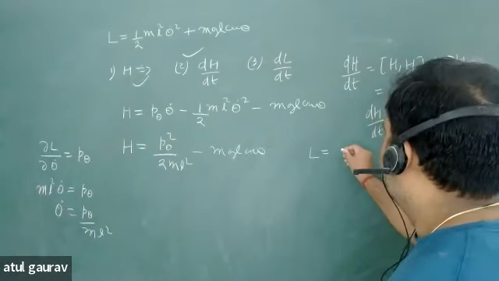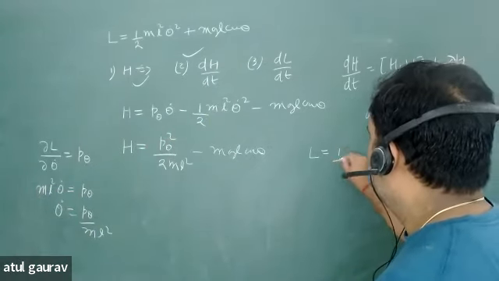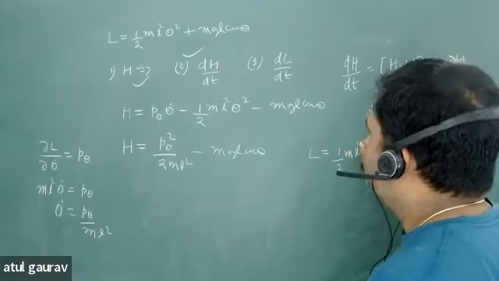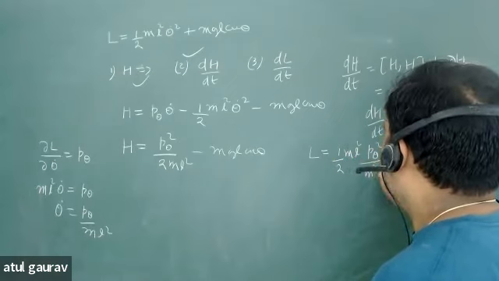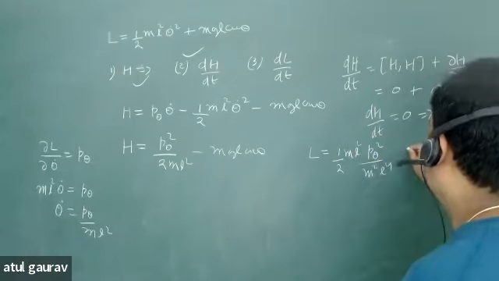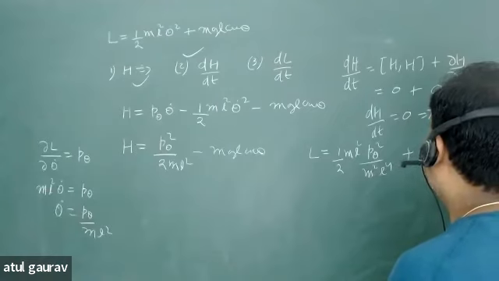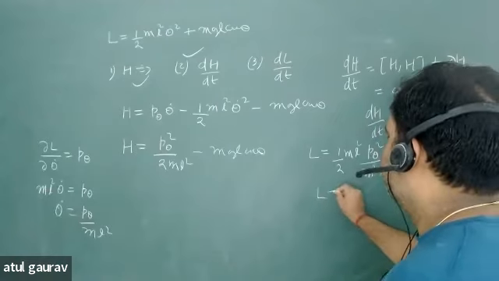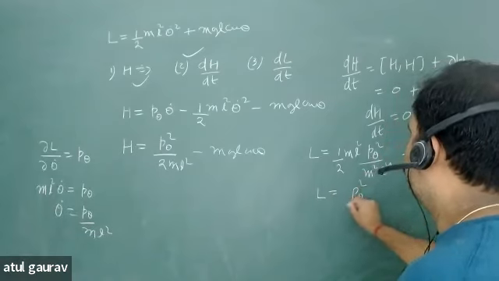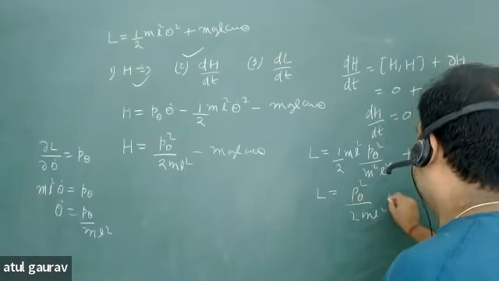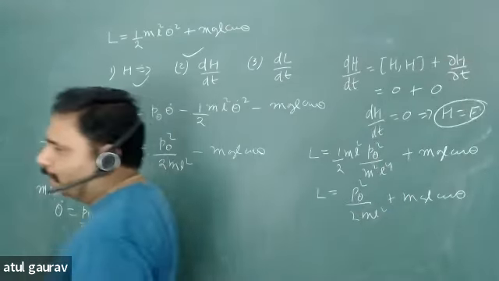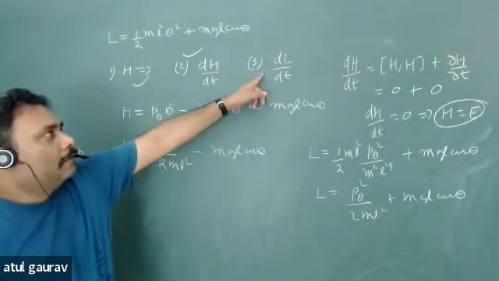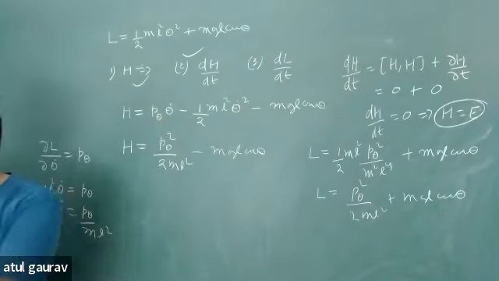Now what will happen? We can put half m L square times theta dot, which is p theta square upon m square L to the power 4, plus mgl cos theta. So my Lagrangian is p theta square by 2 m L square plus mgl cos theta. Now let's try to see what is going to happen for dL upon dt. Let's see what happens to dL upon dt. I can easily use this space.